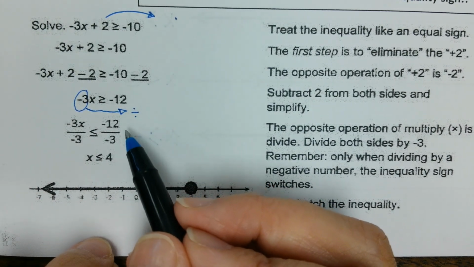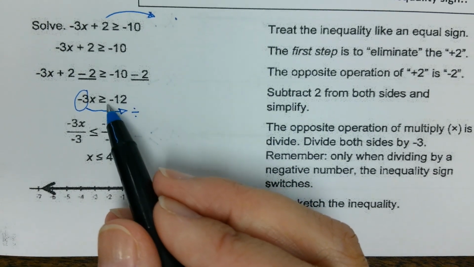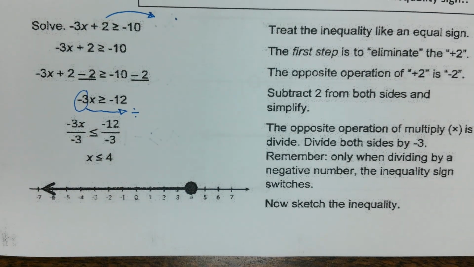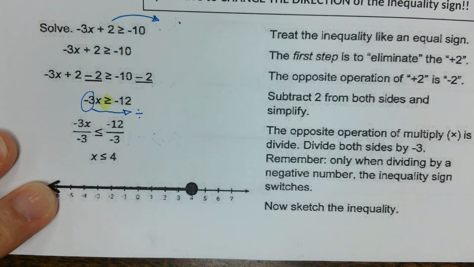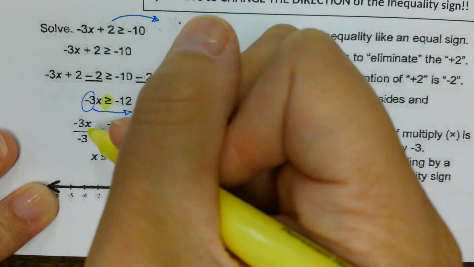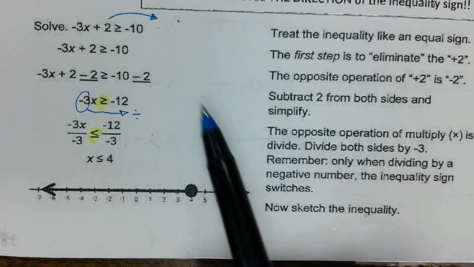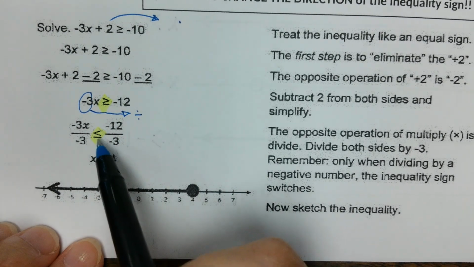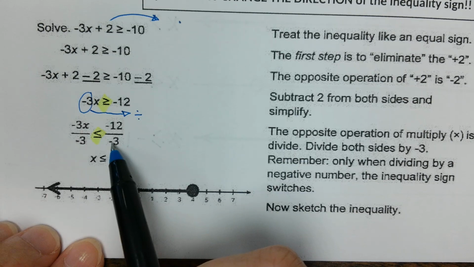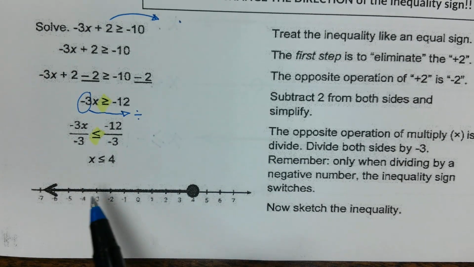Yeah, Sophia? The sign changed. How did it change? From greater than or equal to, it changed to less than or equal to. Yes, that's right. That's the only difference from these inequality signs with equal signs, is that when you divide or multiply by a negative number, you have to change the direction of the sign. Right, Annie?